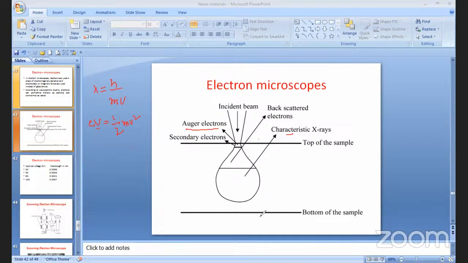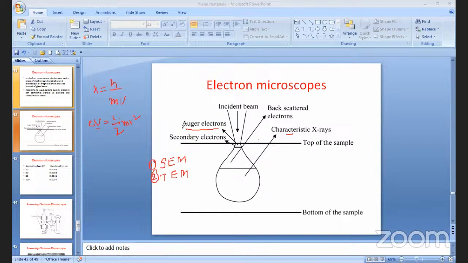If you take the electron microscope, there are two types. One is the scanning electron microscope, called the SEM. Another is the TEM, which we call the transmission electron microscope. So these are the two types of electron microscope.